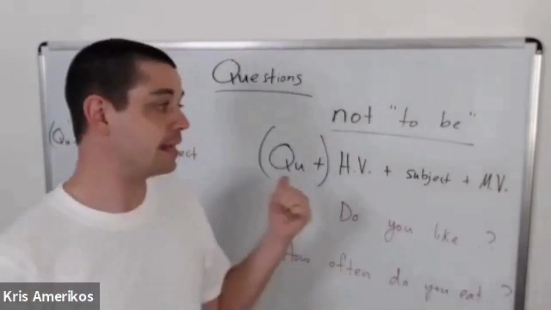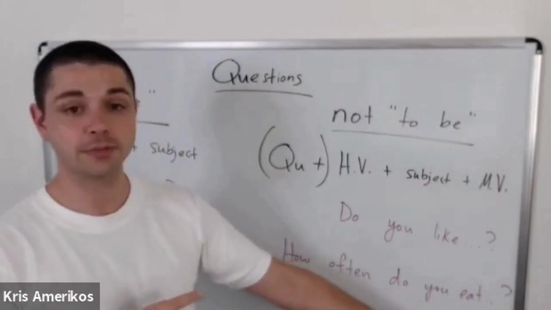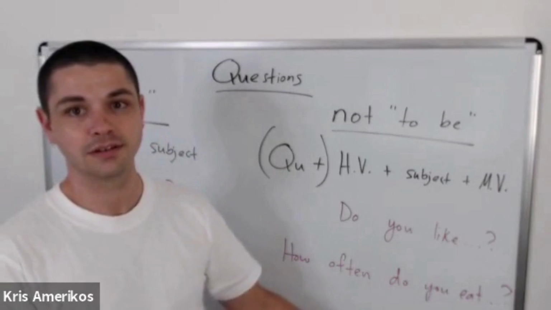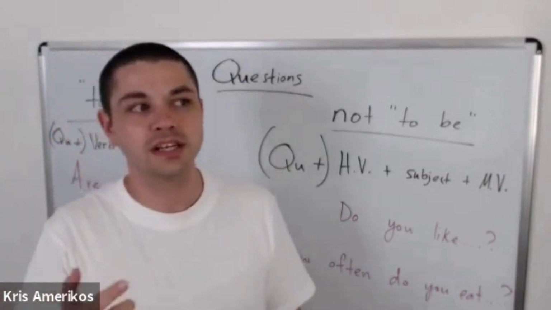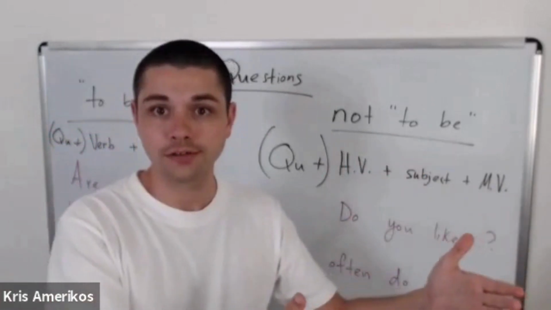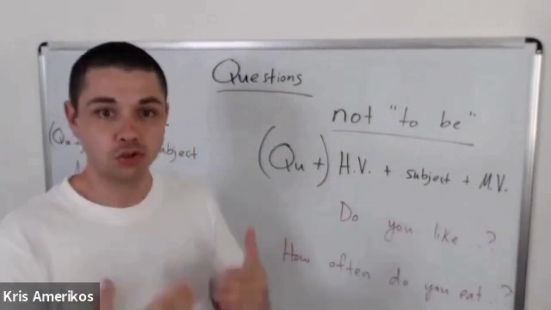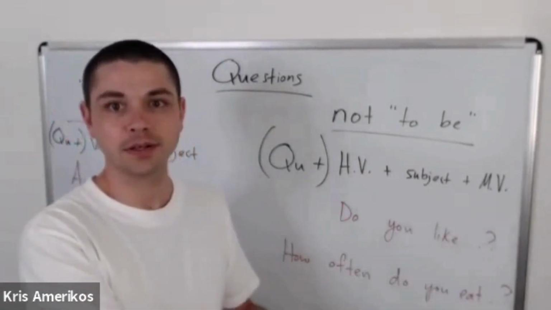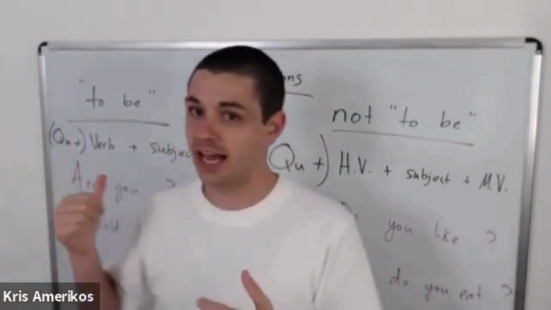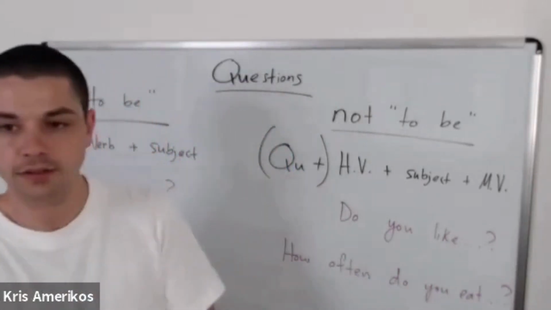But here, the main verb is like. That's not the verb to be. Here, the main verb is eat. It's not the verb to be. Or if the verb is have, like to have a car or to have a job, then we say, do you have a job? Because the main verb is have. It's not to be. Right? Okay, great.